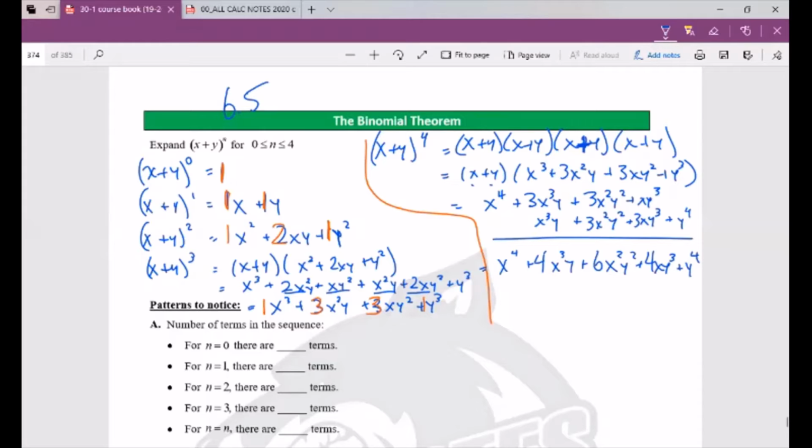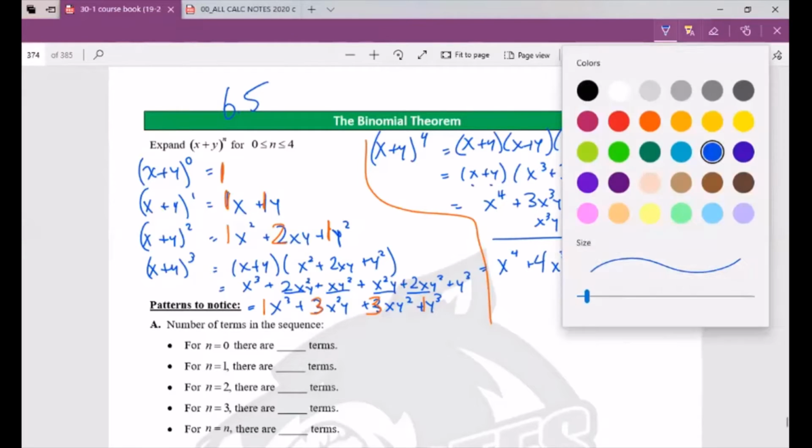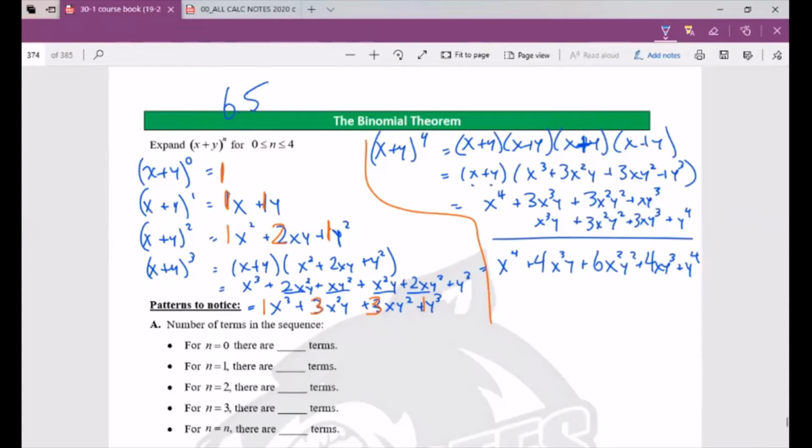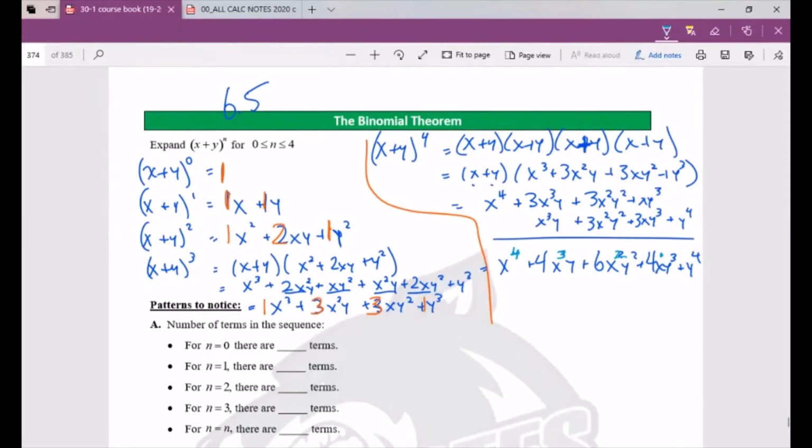Now, there's a lot that's going on in there. If we look at the values of our degrees of each of these terms, if we look at what's going on with our exponents, here we have x to the 4, and then x cubed, and then x squared, and then x to the 1. And in fact, in this last term, we have x to the 0 because we have no factors of x. Anything to the 0 is just 1.